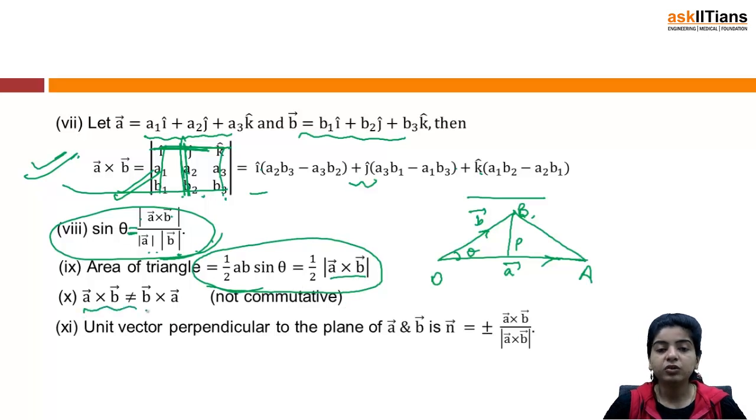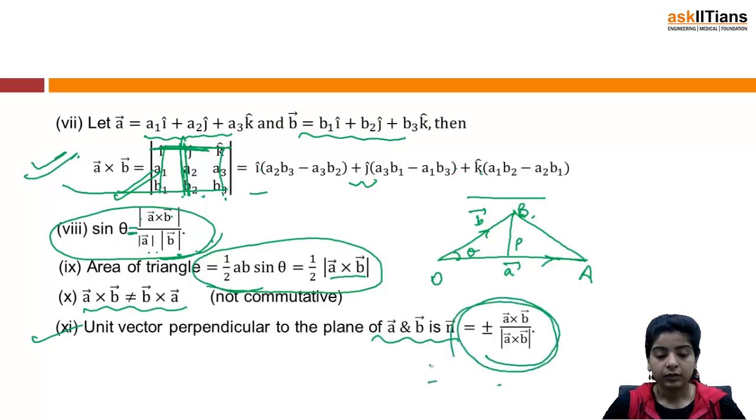A cross B is not equal to B cross A, that is, it is not commutative, already discussed that A cross B is equal to negative of B cross A. You cannot change the order as such, and if you need to change the order in case of cross product, then you will have to put a negative sign. Next is unit vector perpendicular to the plane of A and B is n, that is plus minus A cross B by this quantity. Okay.